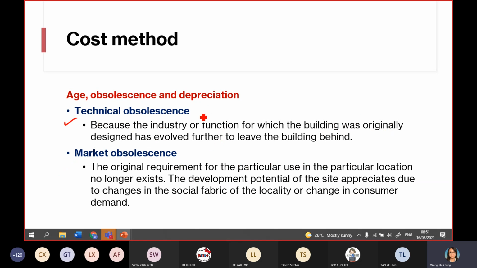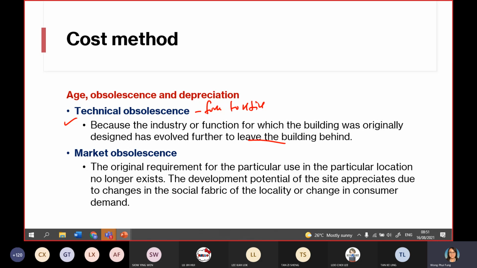Technical obsolescence, which means that they are forced to retire. Forced to retire because the industry of the function for which the building was originally designed has evolved further to leave the building behind. Just like if you have money right now, you want to buy iPhone 13 or you want to buy iPhone 7. Although iPhone 7, iPhone 8 can be used, but if you have money, of course, you want to buy the latest iPhone, isn't it? Why do you want to buy the latest iPhone? Because the latest iPhone looks nicer, has better features, more functions, correct or not?